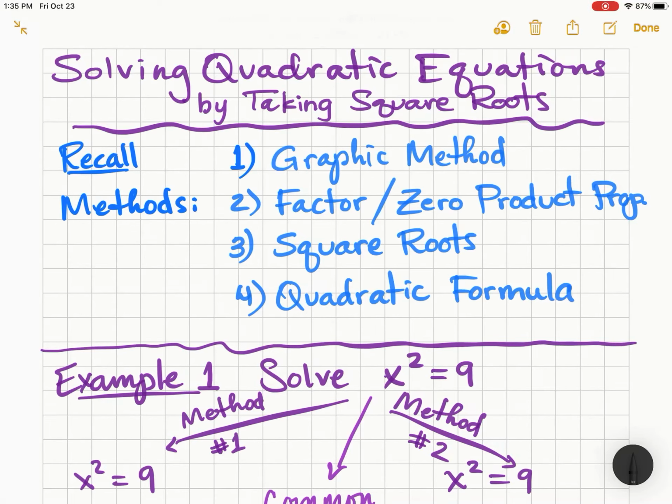Today's lesson is on solving quadratic equations, mostly by taking square roots. These were the four methods that we went over before, but again, today we'll focus on square roots.